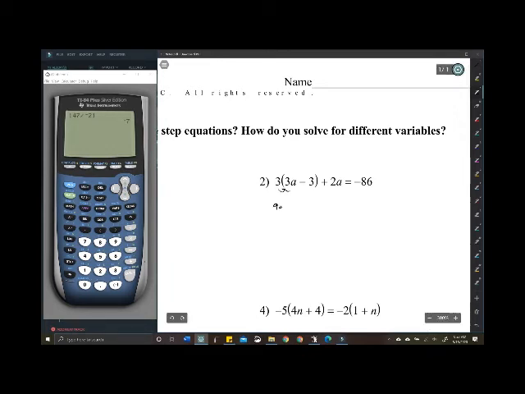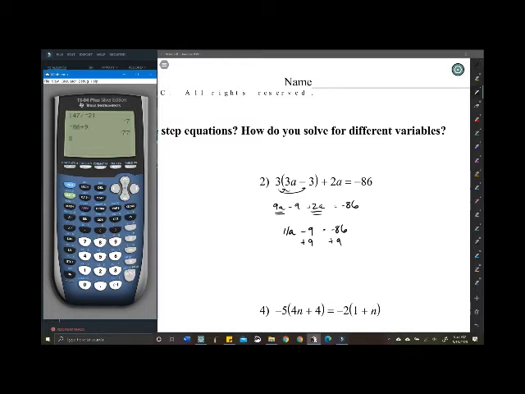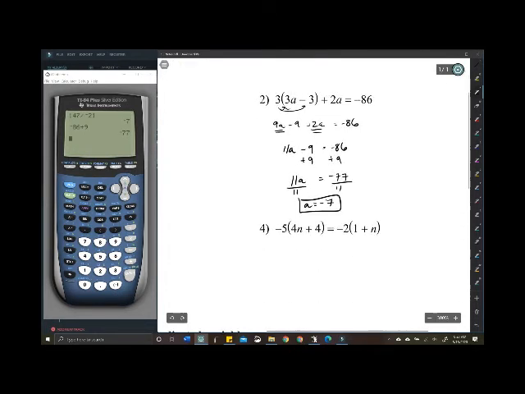So 9a minus 9 plus 2a equals negative 86. I'm going to combine these like terms. So it's 11a minus 9 equals negative 86. Adding 9, negative 86 plus 9, negative 77. It's going to give us 11a divided by 11. And a is negative 7. Okay, so that is the idea there.